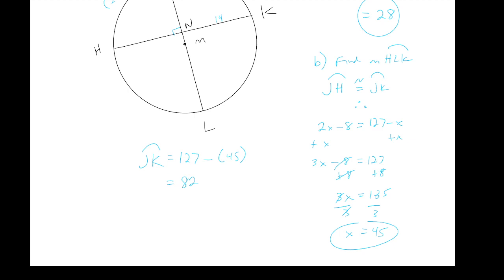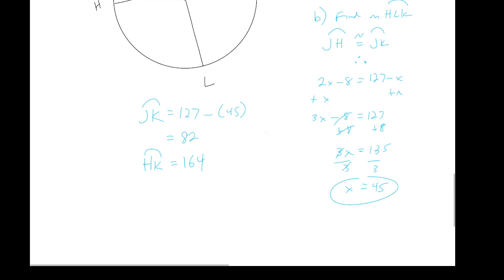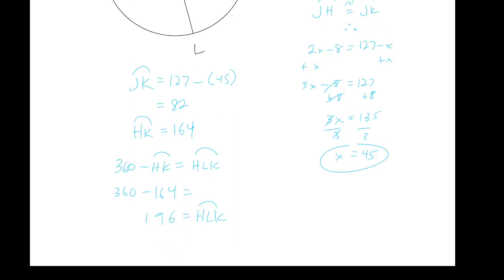Well, then, how do we find HLK? Well, we can figure out HK. Since JK is 82 of it, then we know that HK is going to be equal to 164. It's just double it. It's still a minor arc, less than 180. So then to find HLK, we're going to take 360 and back it out. We're going to subtract HK, and that's how we're going to get arc HLK, which is what we're looking for all along. So 360 minus 164 is equal to 196, and that is arc HLK. And that's your answer.